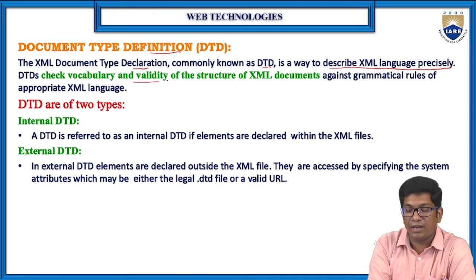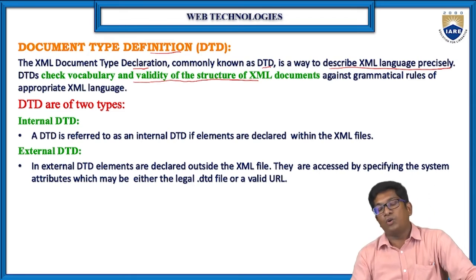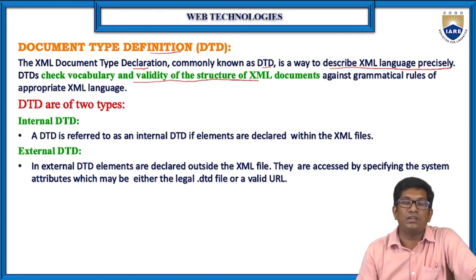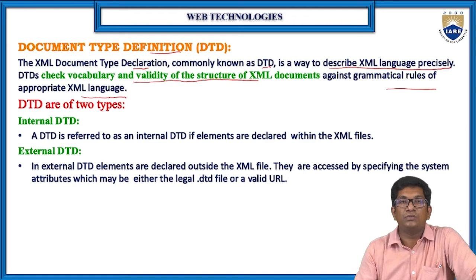DTDs check the vocabulary and validity of the structure of an XML document. So what is the use of DTD? It checks whether it is a well-formed document or not, a valid document or not. It checks against the grammatical rules of the appropriate XML language. So whether you're following grammar rules or not is also checked using DTD. Once you say it is a well-structured and valid XML document, you have to include a DTD in your XML document.